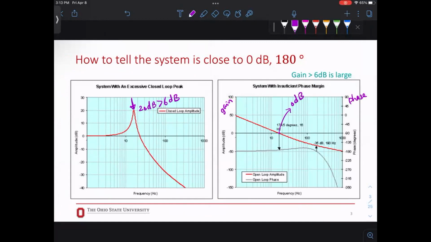right? So if we look at the phase, the gray, we will see that the phase at 0 dB is somewhere here. So it's going to be negative 174.5 degrees. This is very close to that negative 180, right? And we said negative 180 is bad. So this is the problem. So the problem is that our phase margin, or the amount that we are far from negative 180, is so small. Then we see the symptom is that high gain.